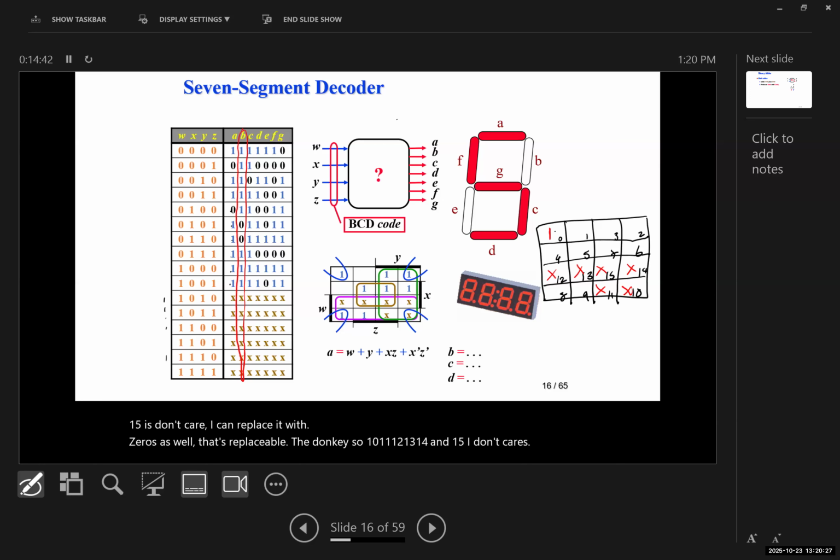M0 is 1. M1 is 1. M2 is 1. M3 is 1. M4 is 1. M5 is 0. M6 is 0. And M7 is 1. M8 is 1. And M9 is 1.